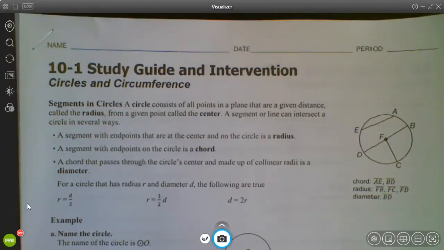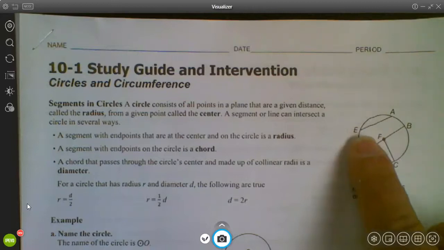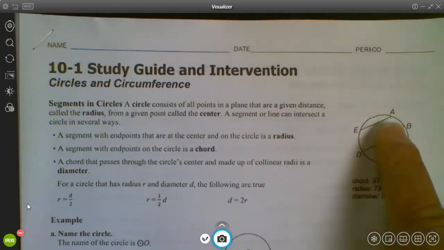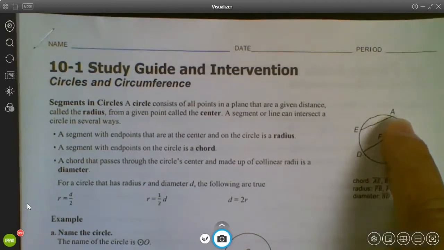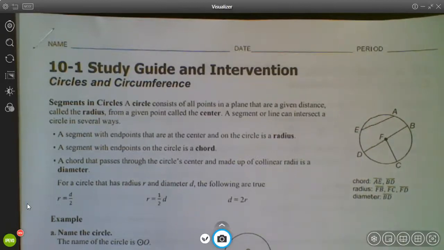All right, here's the third one, and this is one you may not be as familiar with: a chord within the circle. A chord also goes from one point on the circle to another point on the circle, but does not necessarily go through the center of the circle. It can, it just doesn't have to. So EA would be a chord.